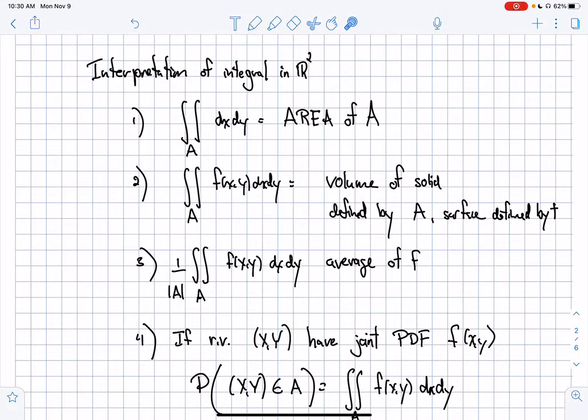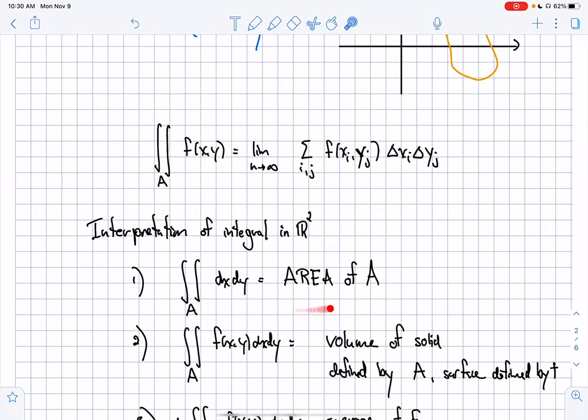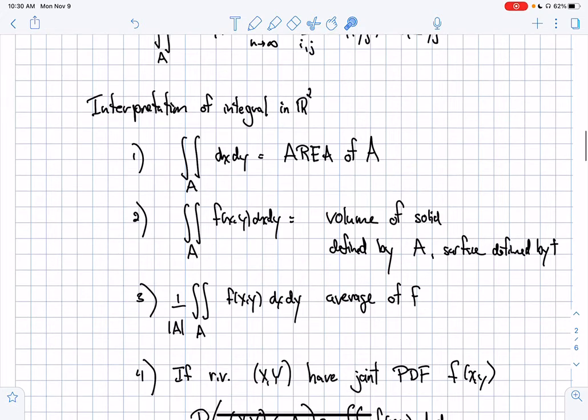And that's a non-trivial quantity because, for example, look at this A. This A is curvy, so the area is not so clear, right? We didn't really have that in R, because in R the integral of a subset of R would give me the length of that subset. That's interesting, but that's a bit straightforward.